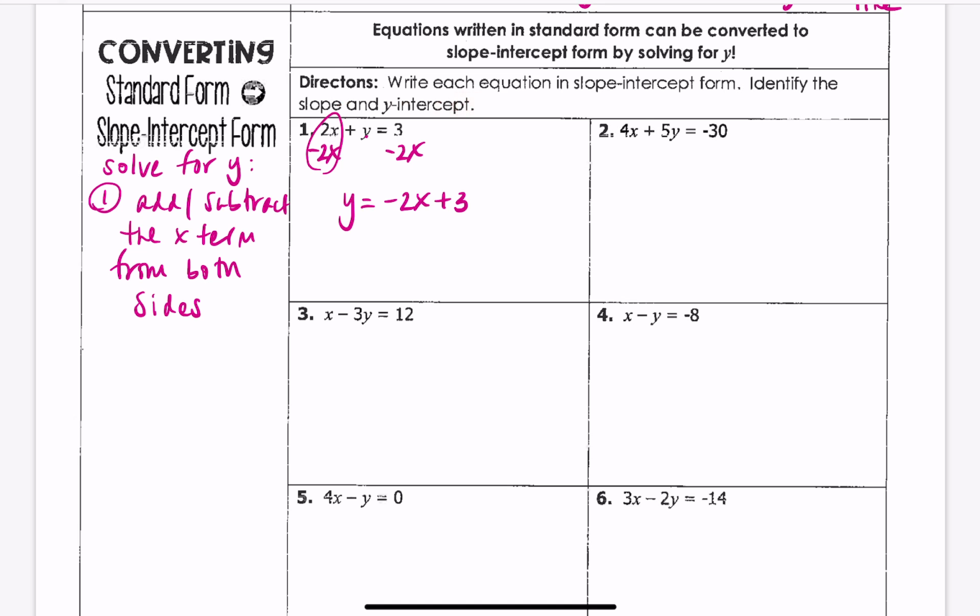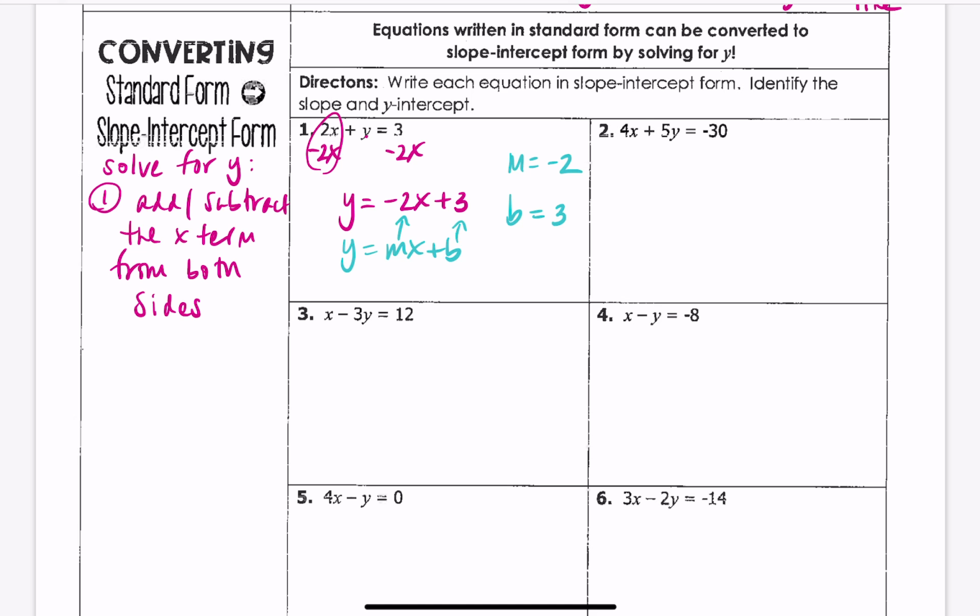This question here, they also ask to identify the slope and the y-intercept. So I have to look at this equation now that it's in slope-intercept form. I know that m is -2 because that's where from y equals mx plus b, right? And I know b is equal to 3, right? Because they're just being pulled out of the equation. Okay, so let's look at number 2.